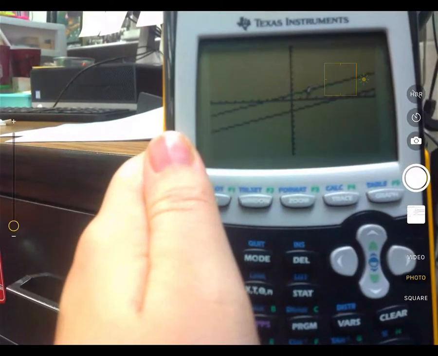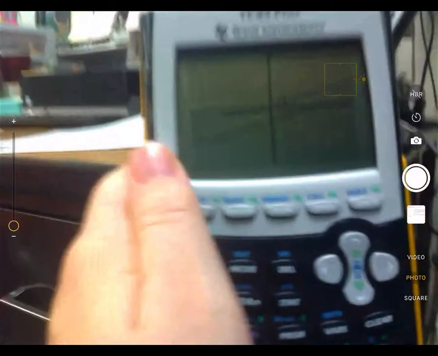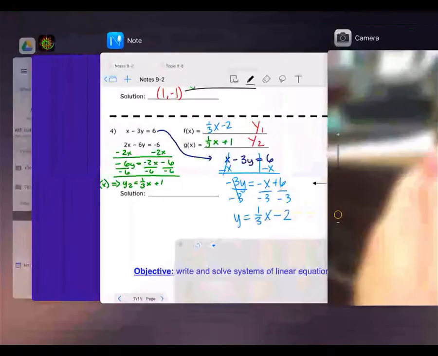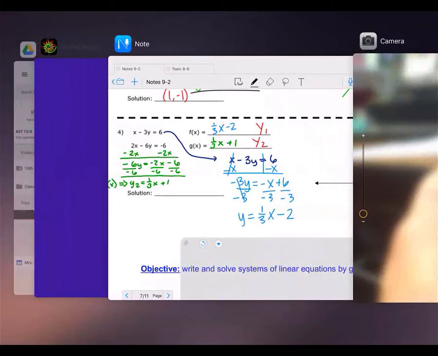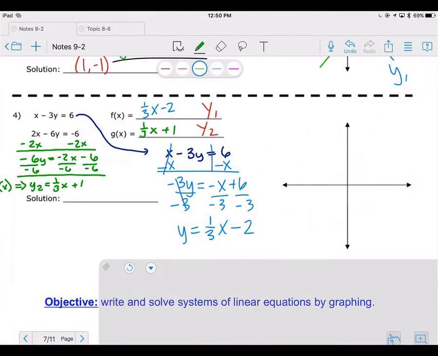My lines never, ever cross. The reason they never cross is because they are parallel. So on my paper, I can draw my 2 lines, and these will have no solution because my solution is the point where they cross. If they never cross, then I will never have a solution.